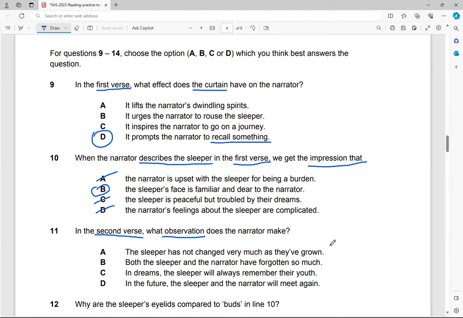So let's look at the second verse. And this is the second verse here that we're looking at now. So grown you looked.